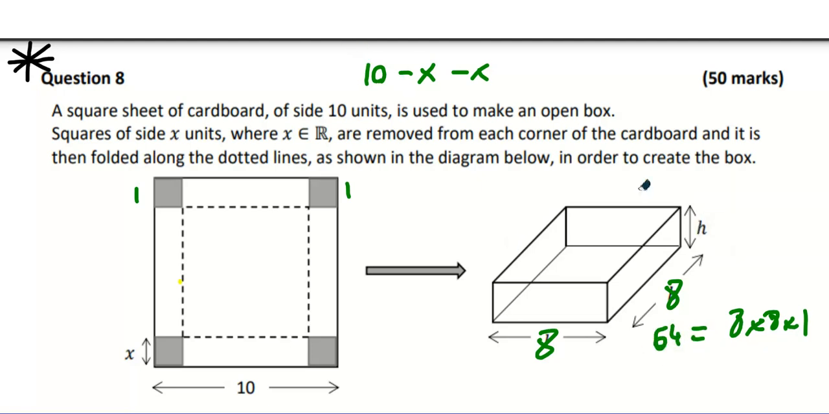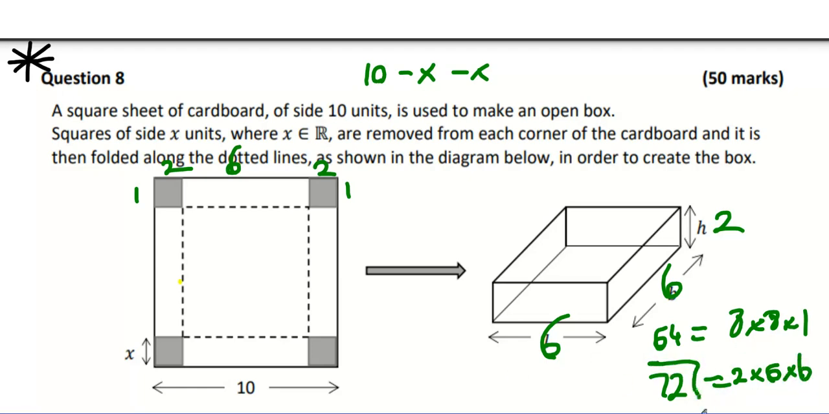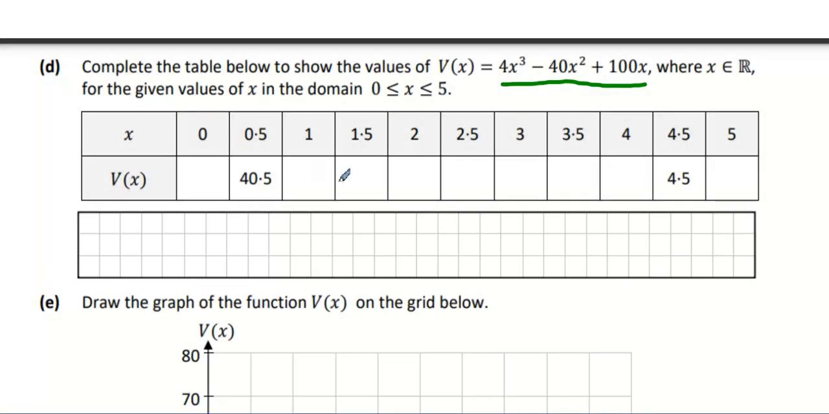If I do a height of 2, this is going to have to be a 6 because it all adds up to 10. So it's going to be 2 times 6 times 6, which is 72. So every different value of x gives a different volume. That's what this equation does here. It tells us all the different values for the volume.